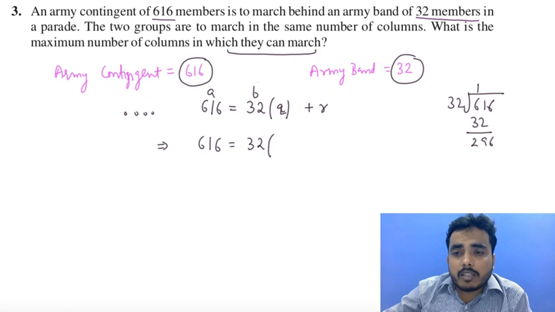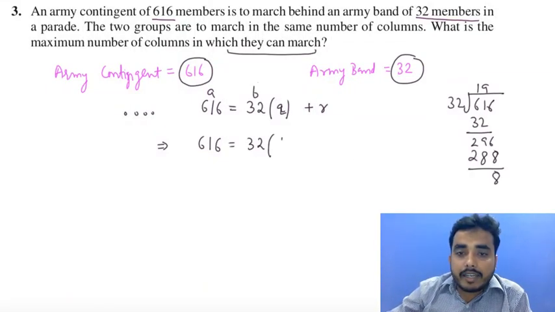32 into 8 is 240, 256. So this is 32 into 9, this is 288. The remainder will be 8. So this is 19 plus 8. So this is our remainder, 8.